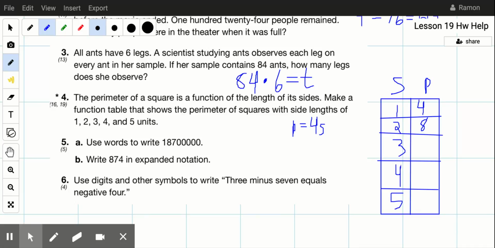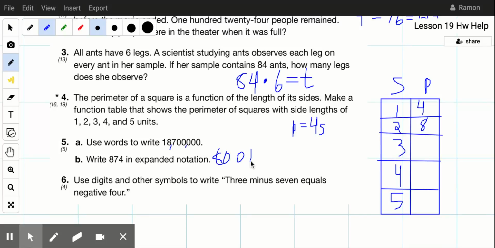Number 5, use words to write this number and then write 874 in expanded notation. So we want to make sure that there's a comma between every 3. And then from there, you're able to write it out, 18,700,000.